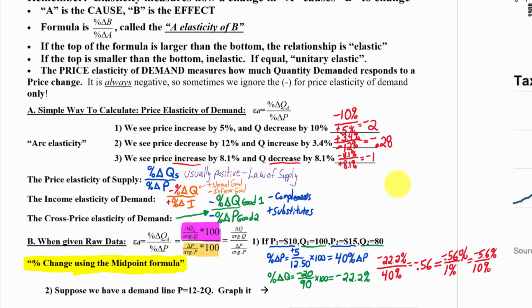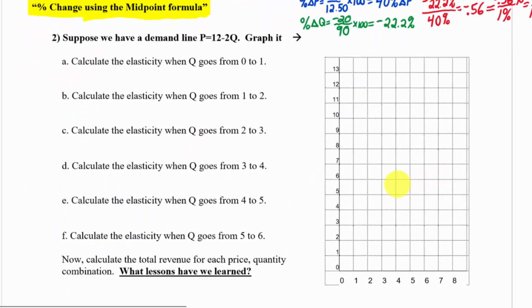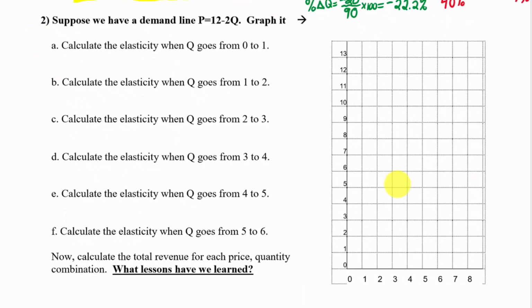What we're going to do in the next video is we're going to graph a straight line demand line, and we're going to calculate the price elasticity of demand using the midpoint formula for each pair of points as we lower the price and increase the quantity to see what happens to elasticity as you move along a straight line demand curve. And we're also going to investigate what happens to the total revenue as the price and the quantity changes along a straight line demand.